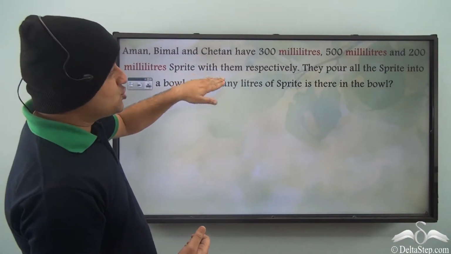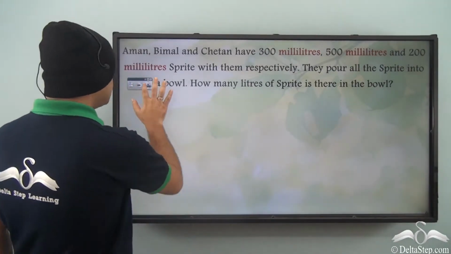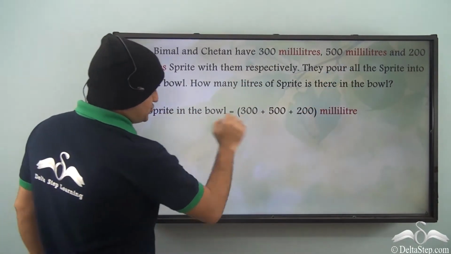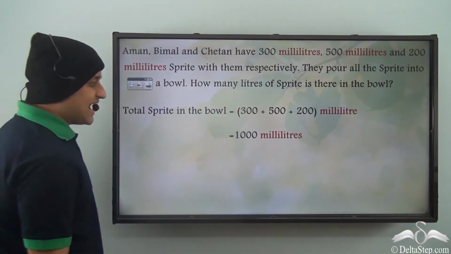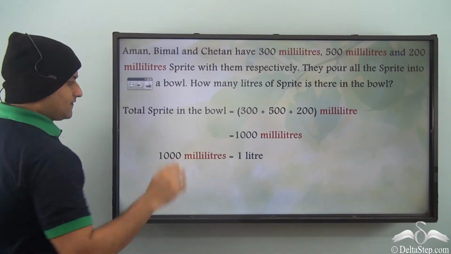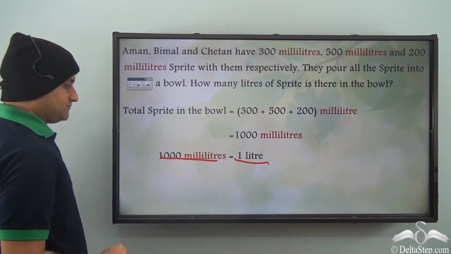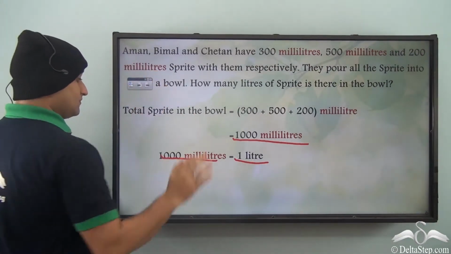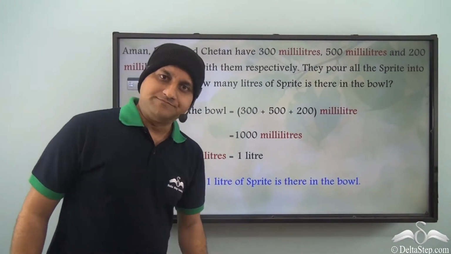So it's very simple. We need to add all the three quantities and then find the final quantity. Now, total Sprite in the bowl, we simply add all the three quantities, that is 300 plus 500 plus 200 milliliters. And how much is that? That is 1000 milliliters. Now, let's see. What is the conversion? Conversion is that 1000 milliliters is equal to 1 liter. So, this is nothing but 1 liter, isn't it? Therefore, 1 liter of Sprite is there in the bowl.